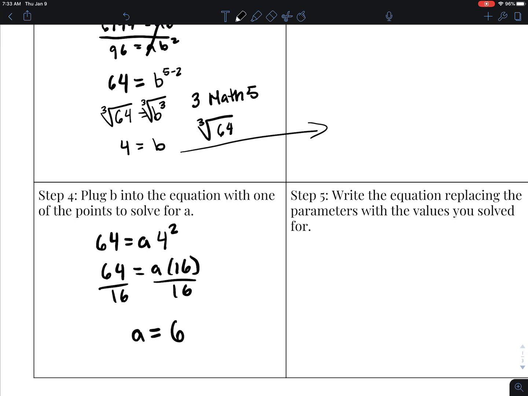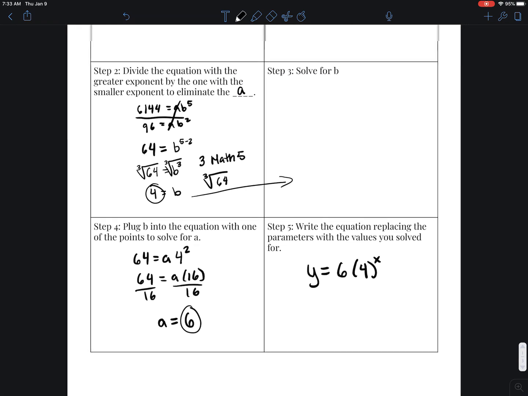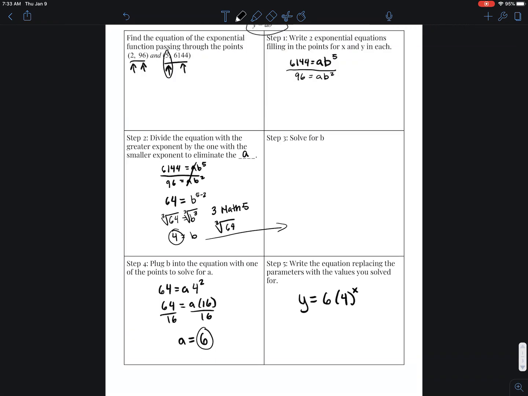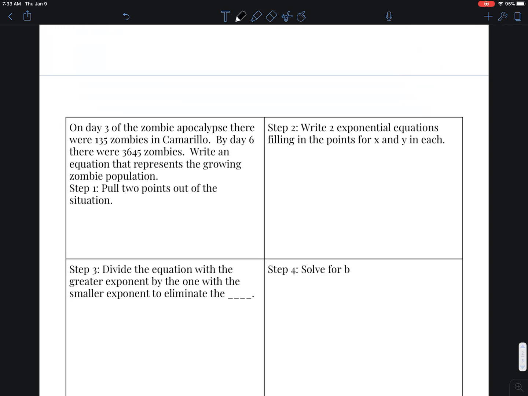So now we know that our equation, filling in our a value and our b value that we found, will be y equals 6 times 4 to the power of x. And that's how we solve for an exponential equation when we're given 2 points that aren't next to each other. Okay, so let's look at a word problem real quick and see if we can do the same thing.